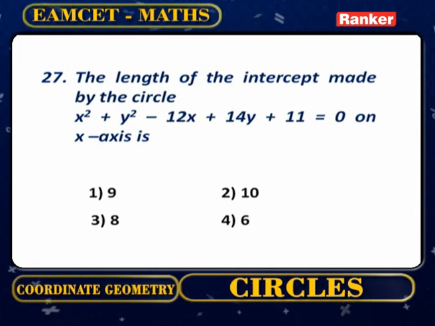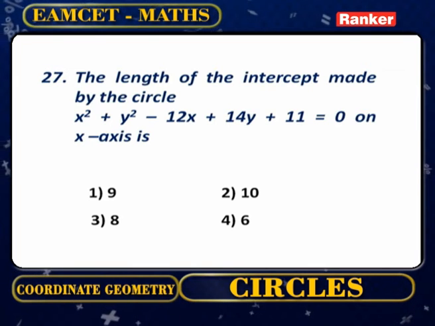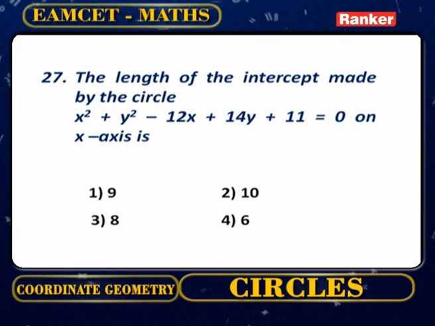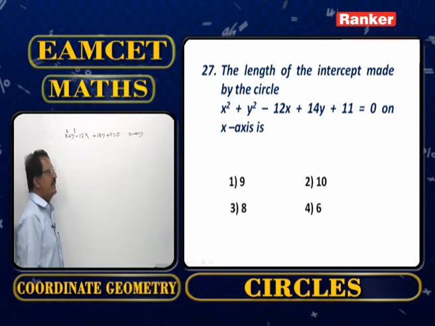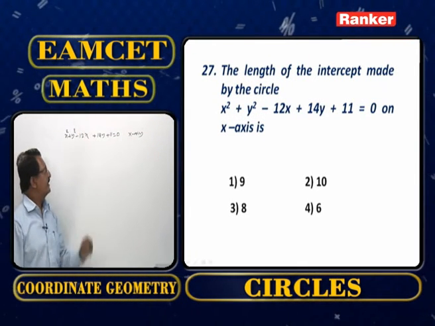The length of intercept made by the circle x square plus y square minus 12x plus 14y plus 11 equals to 0 on the x-axis. Required: length of intercept made by this circle on the x-axis.